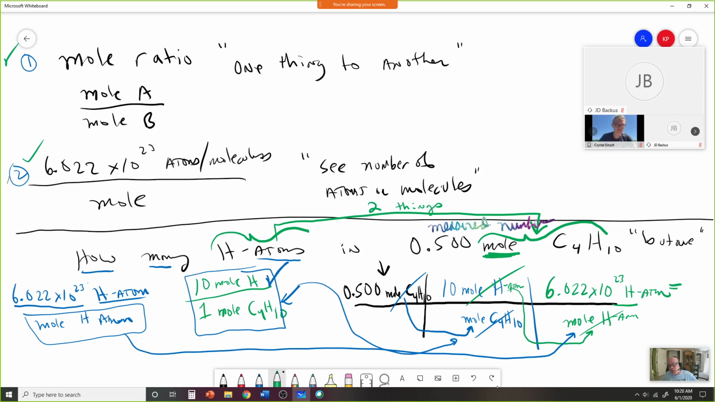Now all I have to do is put it in the calculator. And I pull out my calculator and I go, let's see, 0.5 times 10 times 6.022 second E 23. And I get a number that makes sense, and that is, let me put it down low here so we can see it. Let me do it in blue. And the answer that I get is 3.011 times 10 to the 24th H atom.